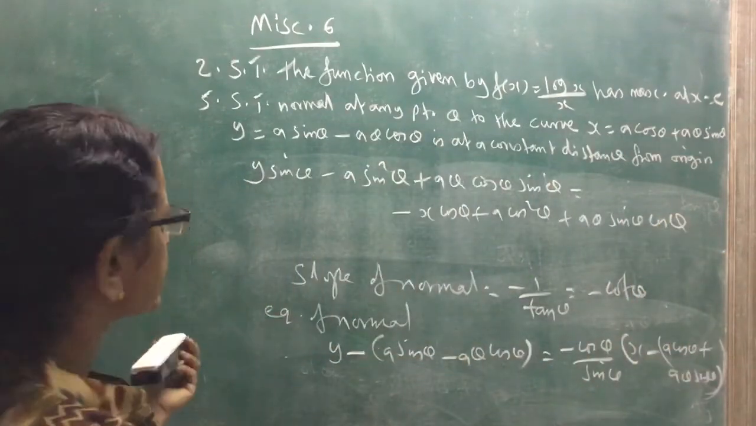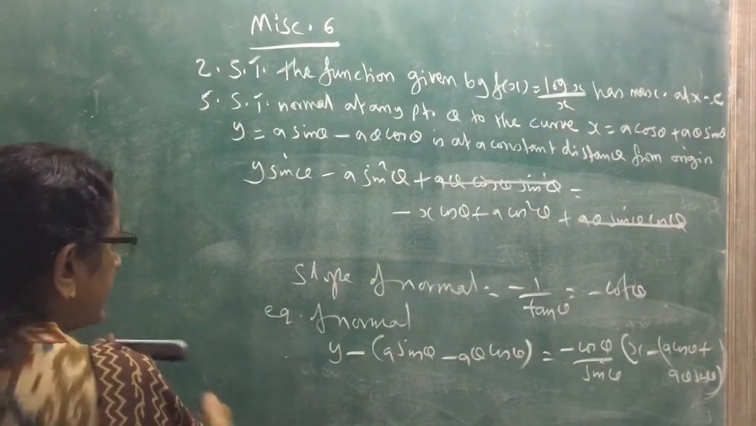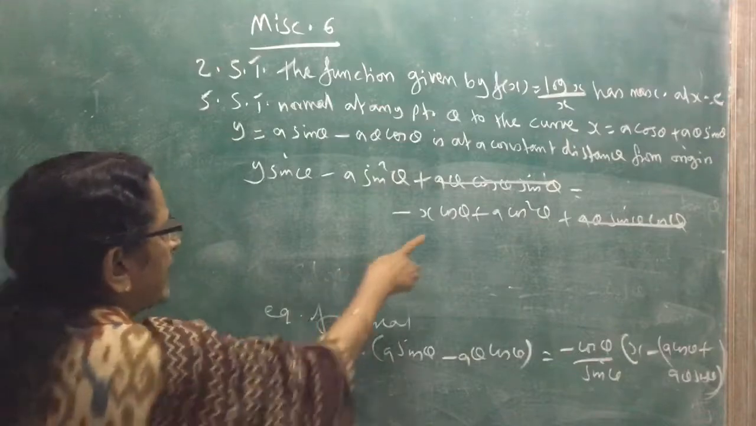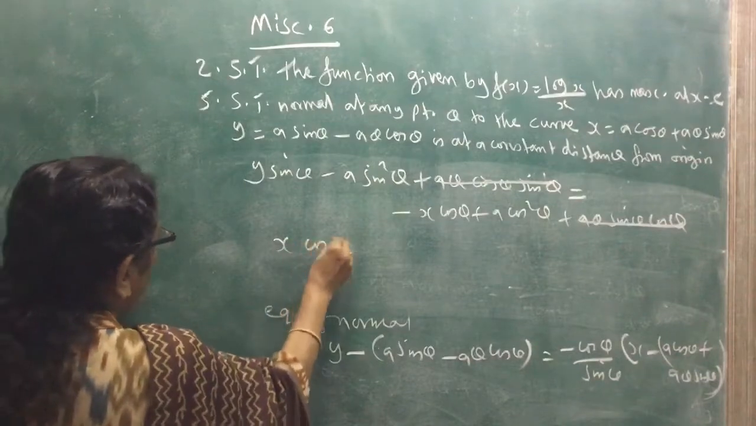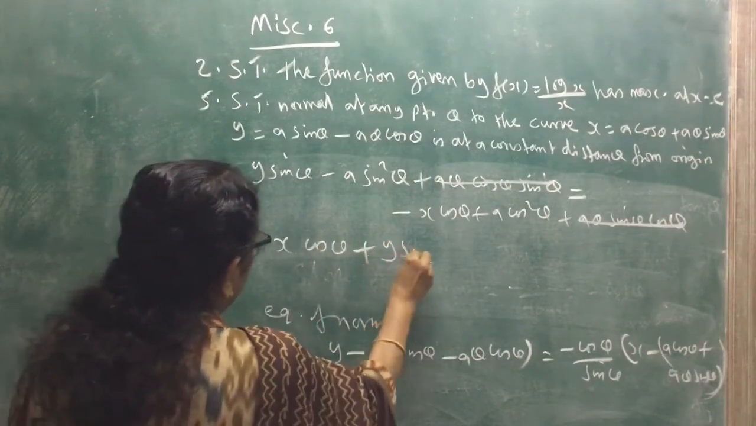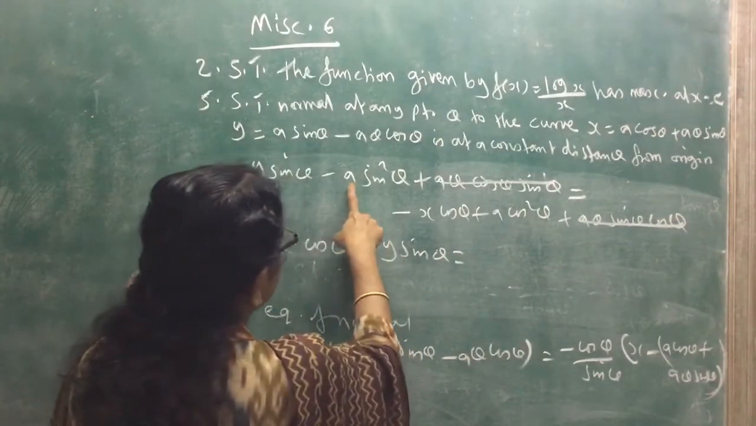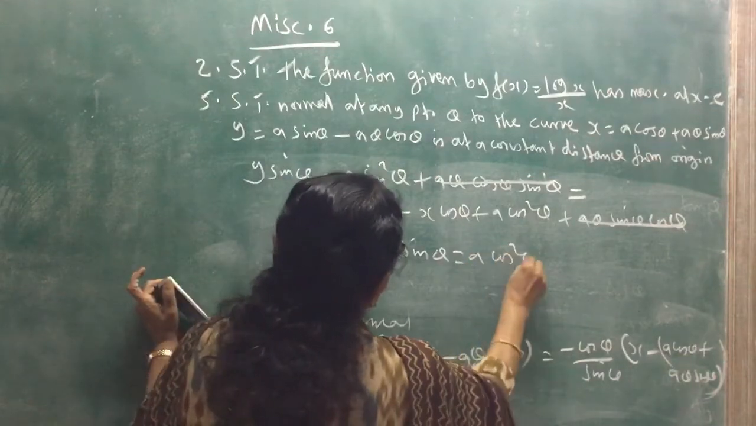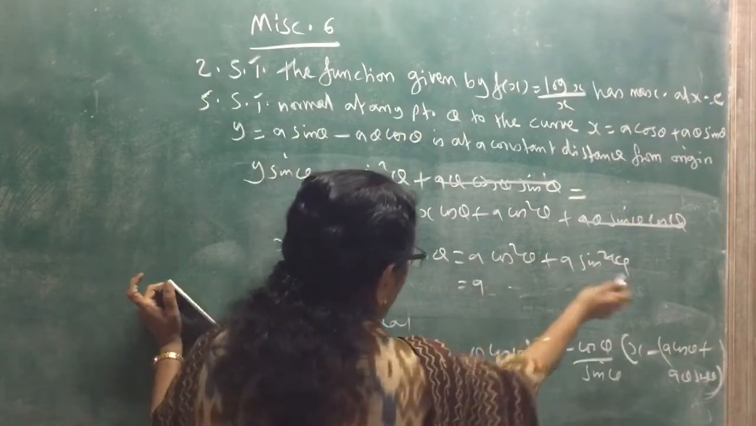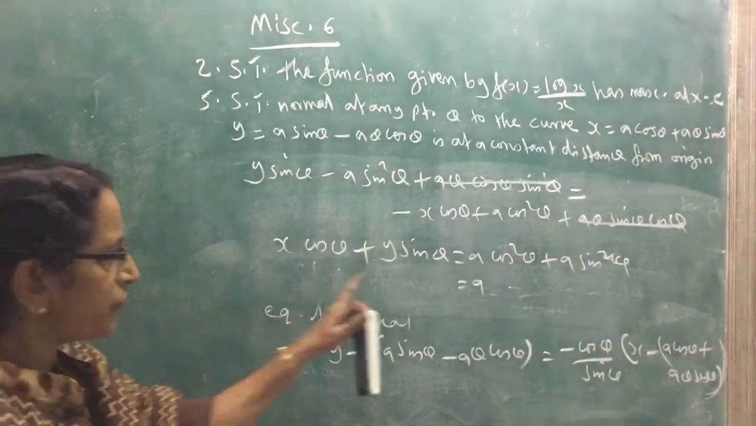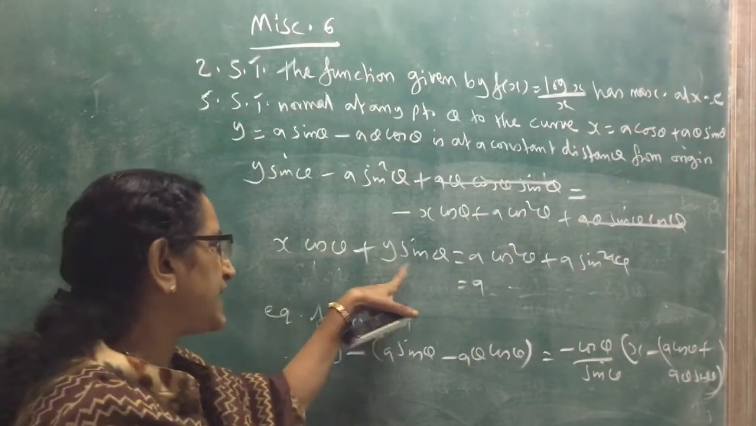Now the a theta sin theta cos theta terms on the left and right sides cancel. And minus x cos theta we take to the left side, so it becomes x cos theta plus y sin theta equal to, when we take the minus a sin square theta to the right side, we get a cos square theta plus a sin square theta, that is a into sin square theta plus cos square theta, that is 1. So we get equal to a. So we got the equation of normal as x cos theta plus y sin theta equals a.